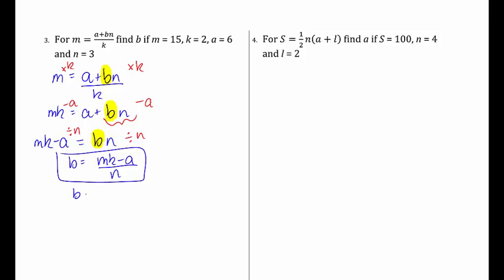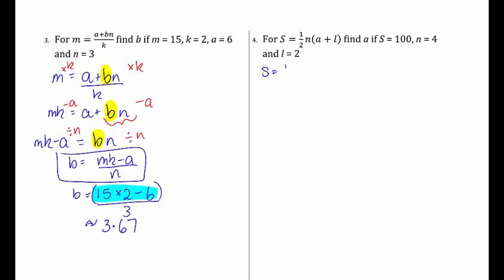I now substitute, so B is going to be M was 15, I need glasses, times K is 2, minus A is 6, all over N is 3. Plug that into your calculator, and again, press equals after you enter in the top. And your answer will be approximate, so I need an approximate sign, 3.67. Okay? Again, if you're not getting the answer right, it's probably because you're going 15 times 2 minus 6 divided by 3. Either use brackets around the top or press equals at the end of the top line. Okay, last one.